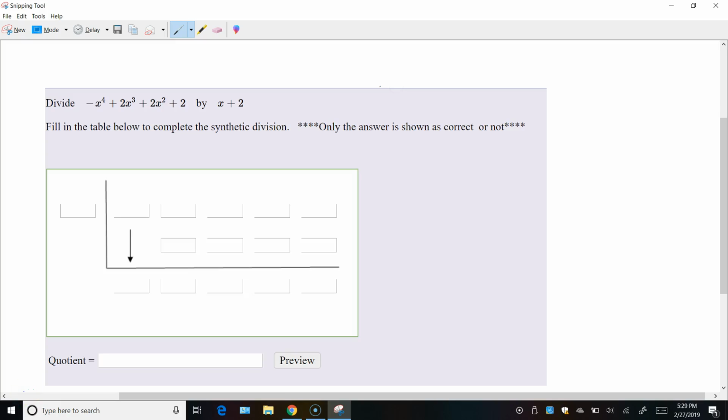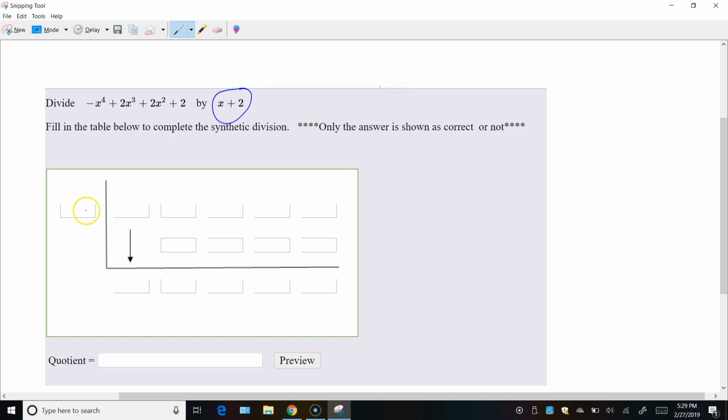In this one, let's take a look at an example of doing synthetic division. So we have the following. Divide negative x to the fourth plus 2x cubed plus 2x squared plus 2 by x plus 2. So let's set up the synthetic division. It works as follows. You're dividing by x plus 2.